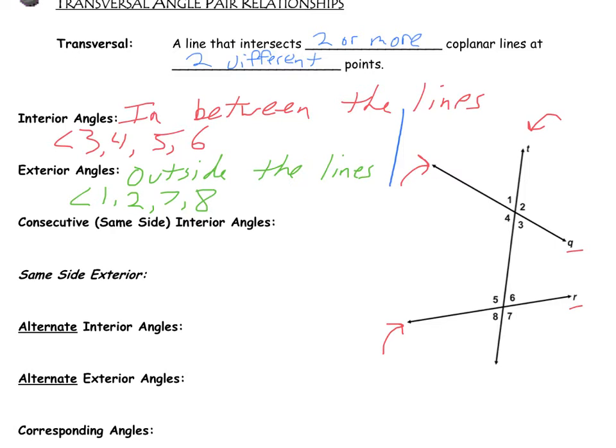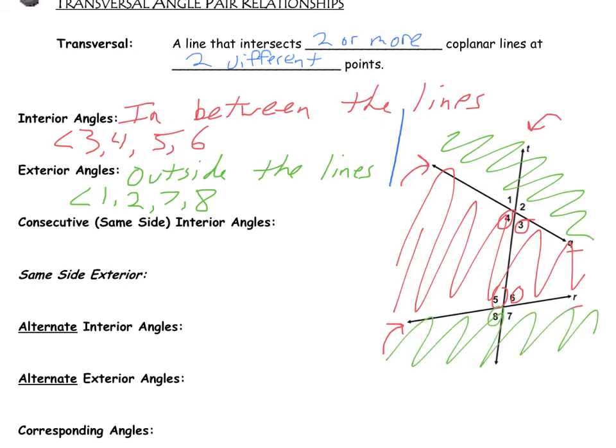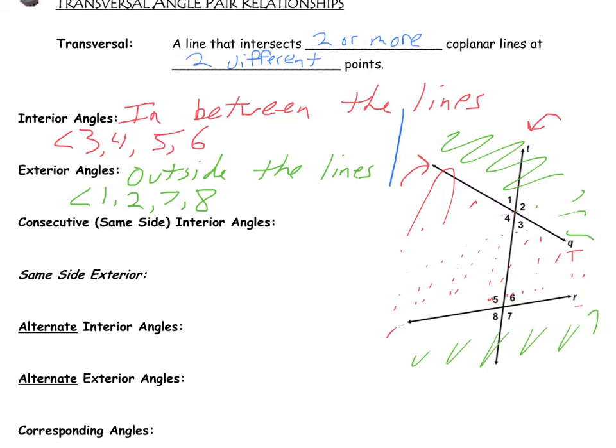Because we see there that the interior is in between, we're talking about this space. So these four angles are interior, while the exterior is outside of those two lines, which would be 8, 7, 1, and 2. Okay. Let me clear some of this up right here so we can see it a little bit better.